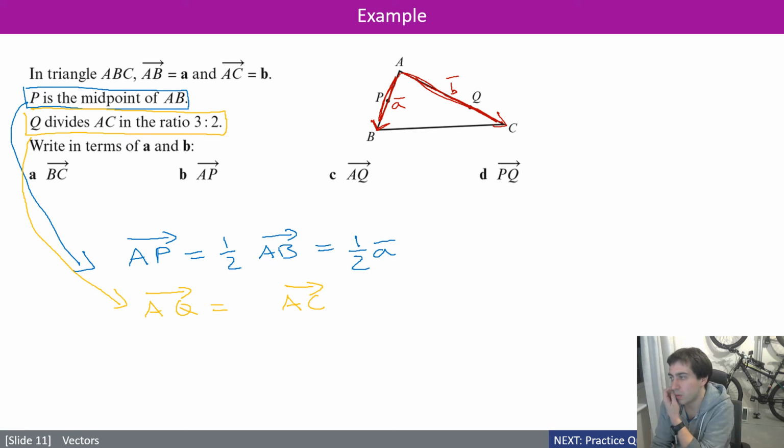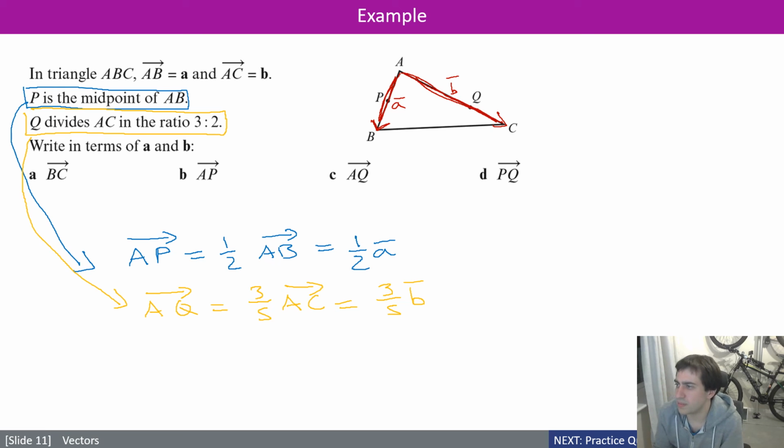So this goes back to that starter question really. If these are in the ratio 3:2, 3 plus 2 is 5, so 3/5. You just have to remind yourself of ratios if you can't remember how to get that. So AQ is 3/5 of AC. And then again, because AC is defined as little b, we can write this as 3/5 little b. Capital AC and little b are exactly the same thing. So now we can write these various things in terms of a and b.